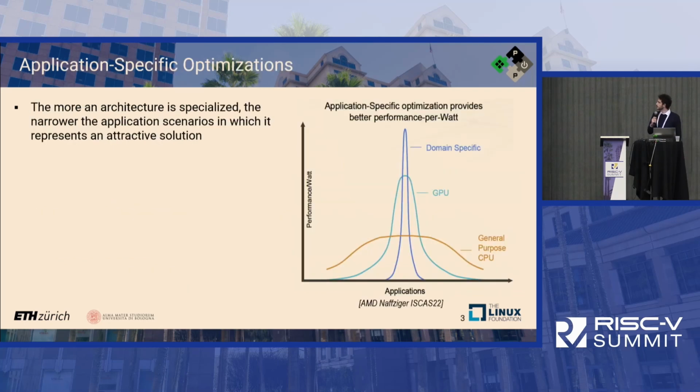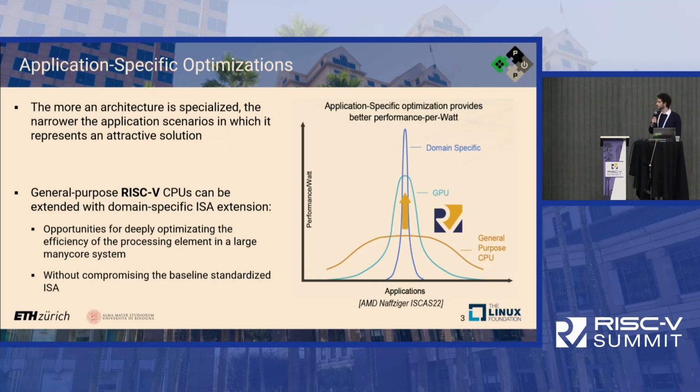As regards the architectural advancements, what we could do to improve the efficiency of our architecture is making the design domain specific. We could go directly to very specialized hardware accelerators. But if we proceed this way, we would also narrow down the application scenarios in which our architecture would represent an attractive solution. But here is where RISC-V comes to help us.